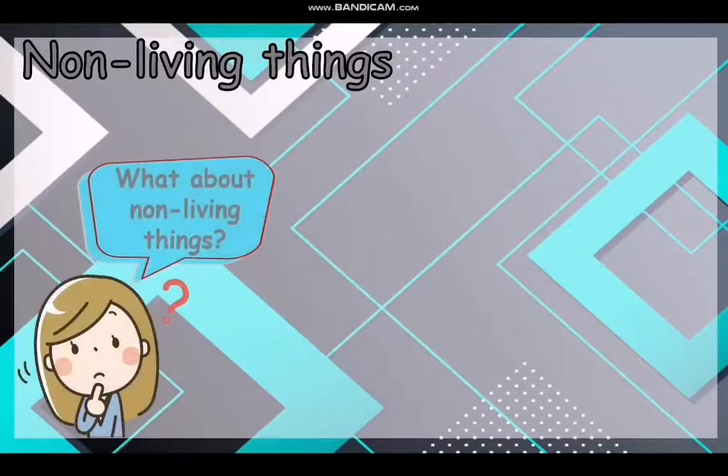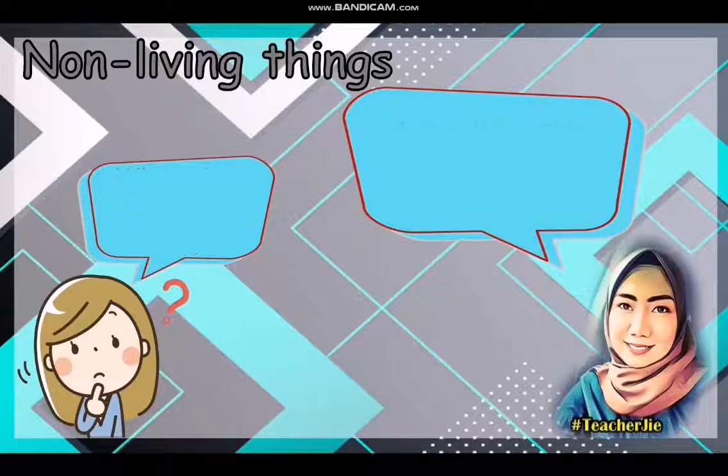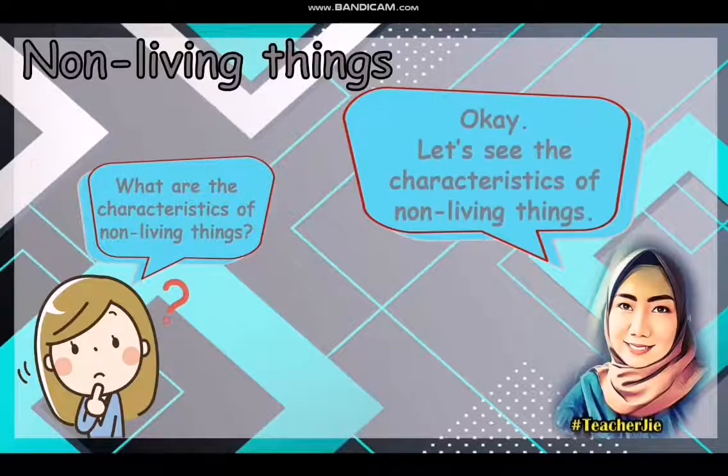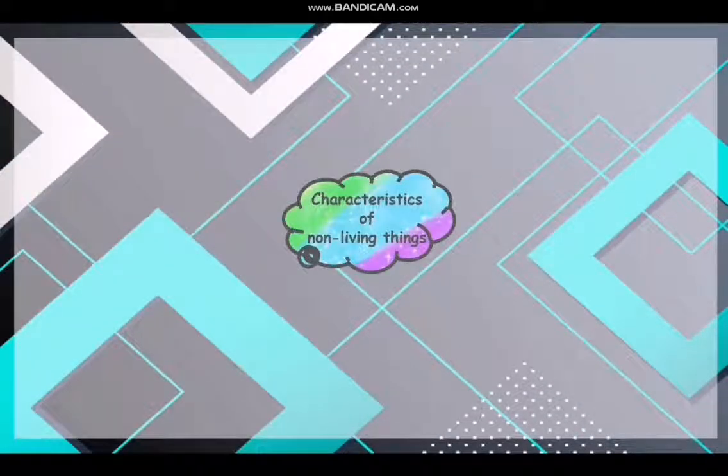Non-living things. What about non-living things? Non-living thing is anything that was never alive. Benda bukan hidup adalah apa-apa sahaja yang tidak bernyawa. What are the characteristics of non-living things? Okay, let's see the characteristics of non-living things. Characteristics of non-living things, ciri-ciri benda bukan hidup.